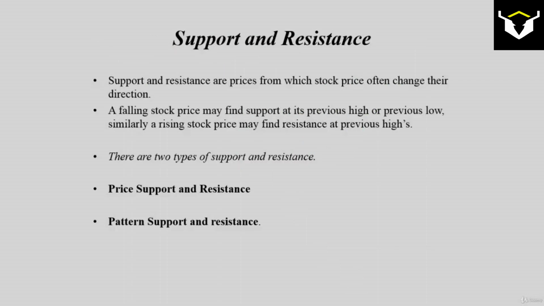Let's go ahead and learn about support and resistance. Support and resistance are prices from which a stock price often changes direction. A falling stock price may find support at its previous lows, and similarly, a rising stock price may find resistance at its previous highs. There are two types: price support and resistance, whereas the other one is pattern support and resistance.